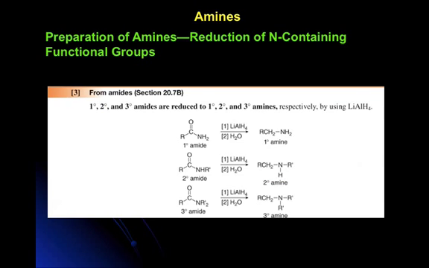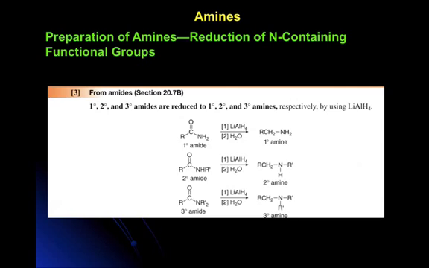Okay. We can also make amines by the reduction of amides. I can take a primary amide and reduce it to a primary amine. All I got to do is remove the two carbon-oxygen bonds and replace them with carbon-hydrogen bonds. Turns out lithium aluminum hydride will do that just fine. I can take secondary amides and make secondary amines, and I can take tertiary amides and make tertiary amines very, very selectively by these lithium aluminum hydride reductions.